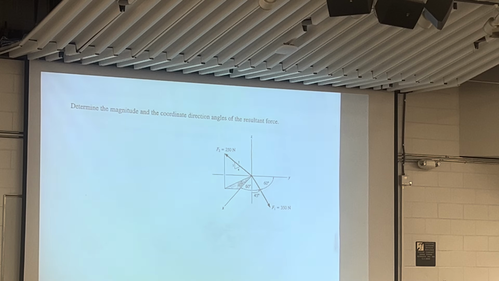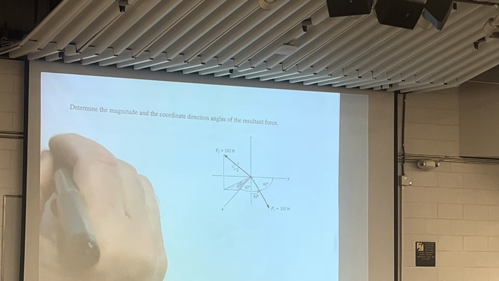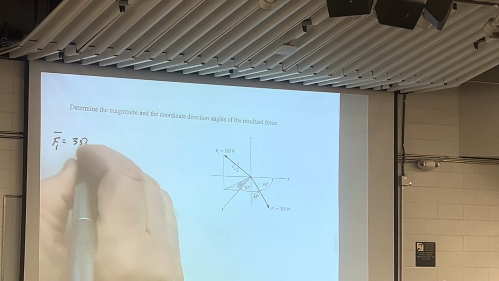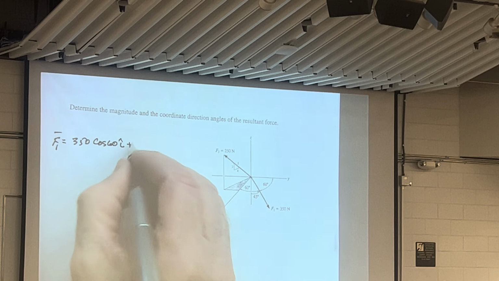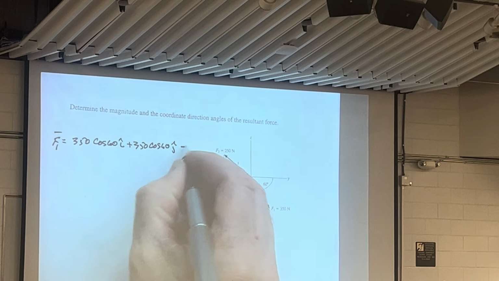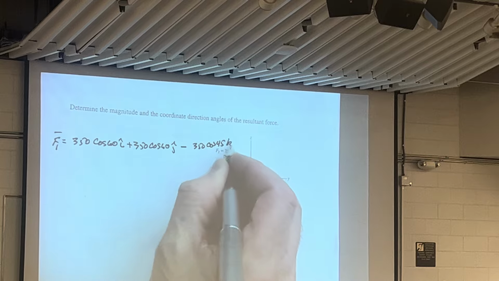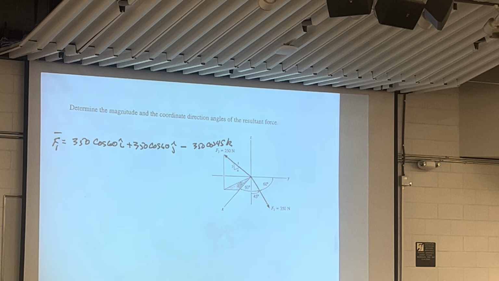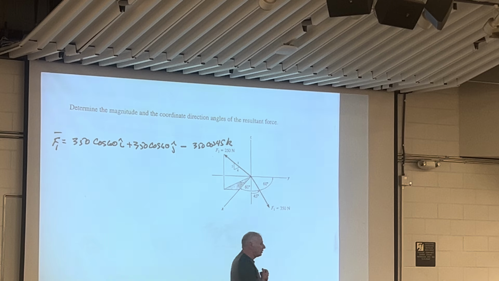So, I need to express these in terms of i, j, k and then find the resultant by adding the i's, j's, and k's together. So I'm going to say F1 is 350 cosine 60 i plus 350 cosine 60 j minus 350 cosine 45 k. That's huge. That minus sign makes all the difference in the world.